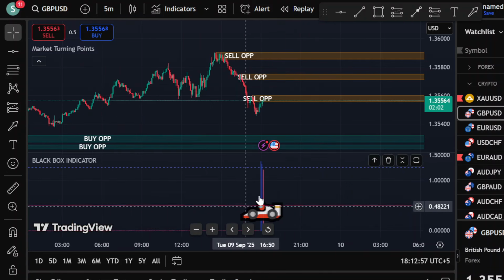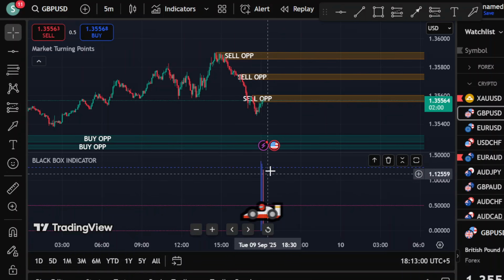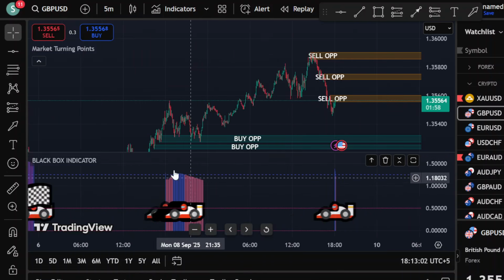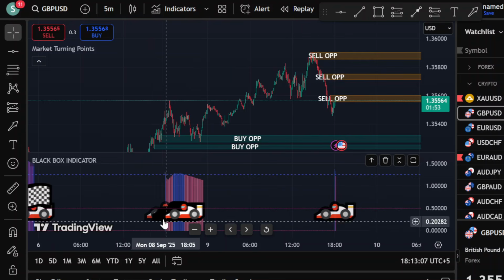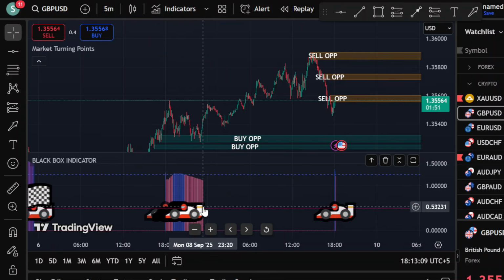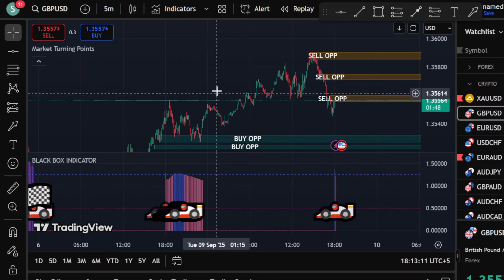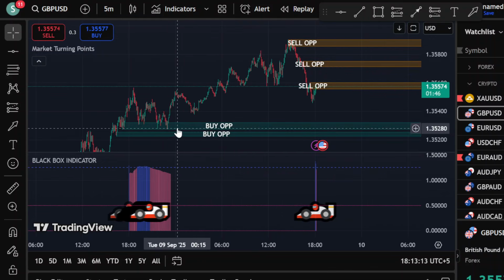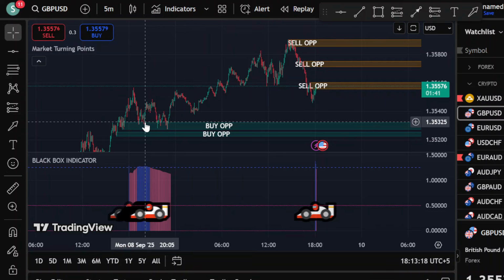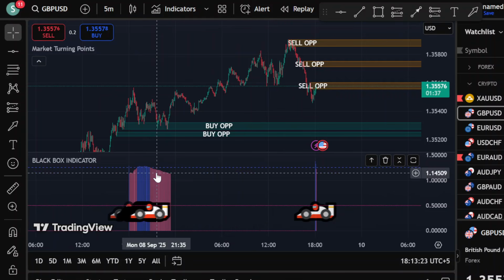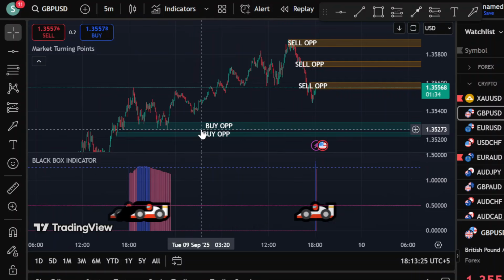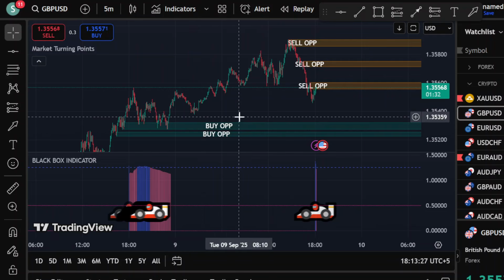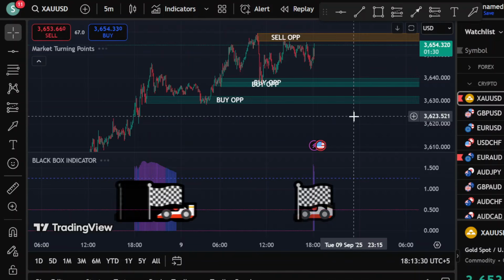So right now you can see this is another opportunity created on the black box, and the previous opportunity that was created on the black box, when it prints a car emoji or any flag sign, okay, plus there is a level, because as I have talked about in my videos, the market turning points indicator is the real time indicator. So on that volume it created the buy opportunity, so we can guess where the market can possibly go. Okay, let me show you more examples.